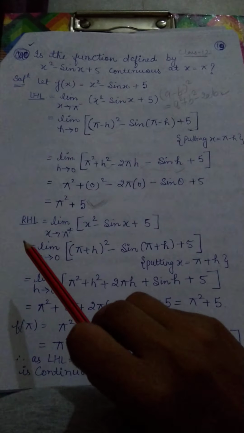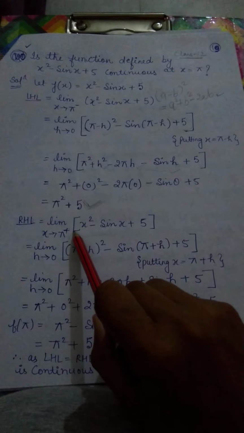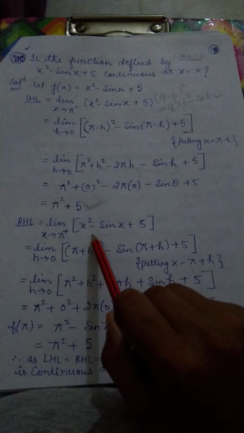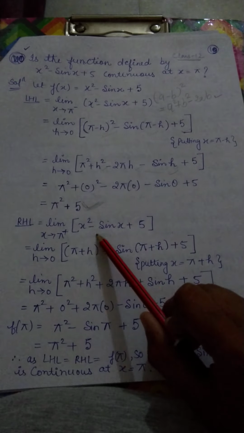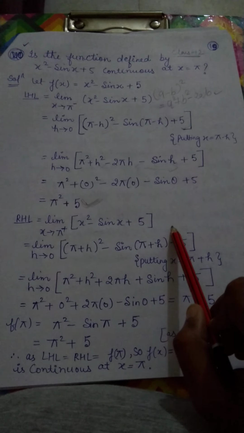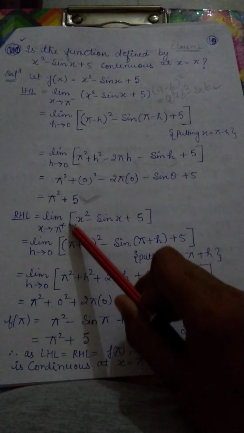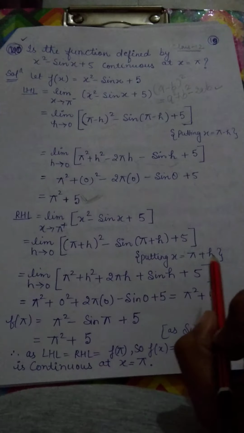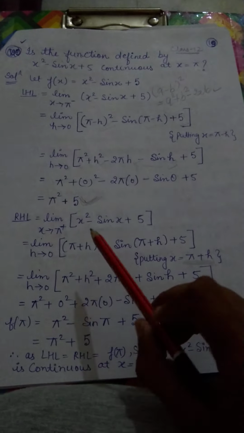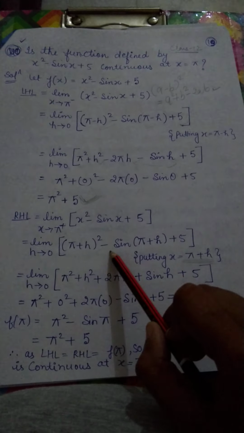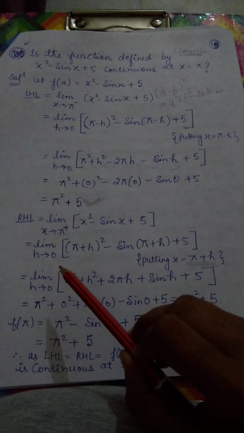Now we will move to RHL, that is limit of x tends to pi positive of x square minus sin x plus 5. In the same way I will do h tends to 0, and in place of x I will put pi plus h, that is (pi plus h) whole square minus sine of (pi plus h) plus 5. What will I get now?